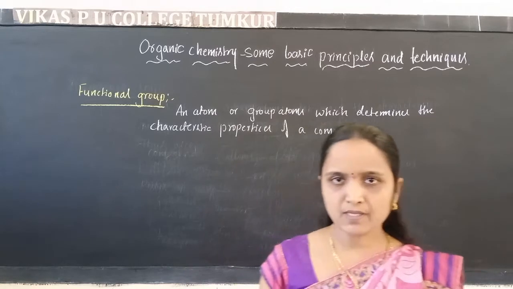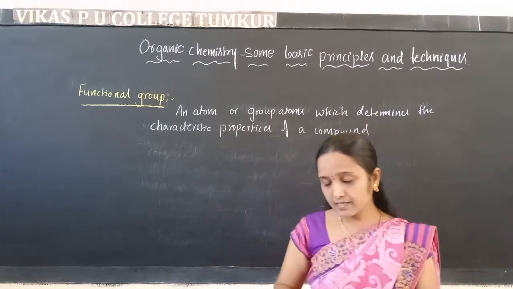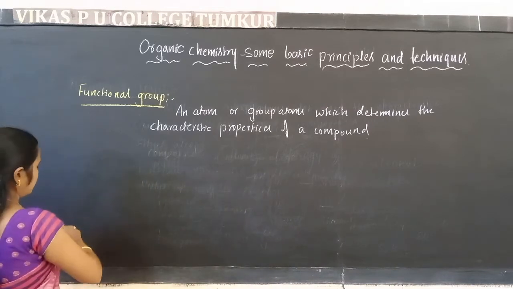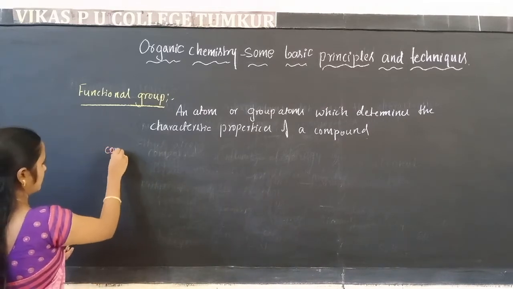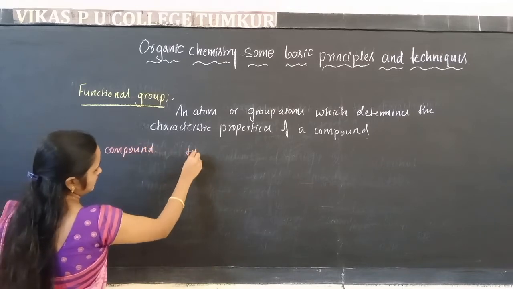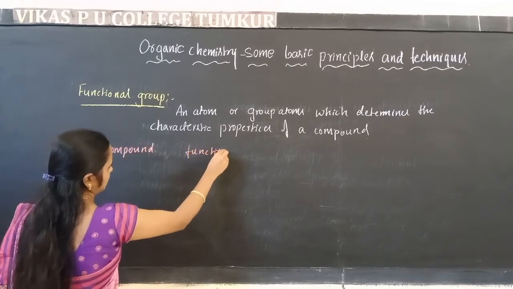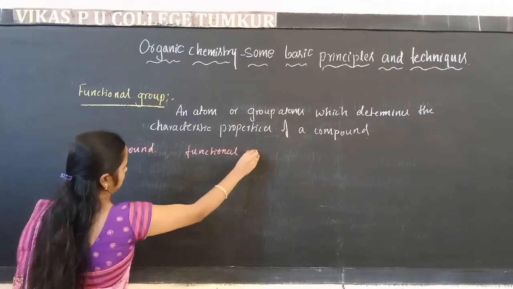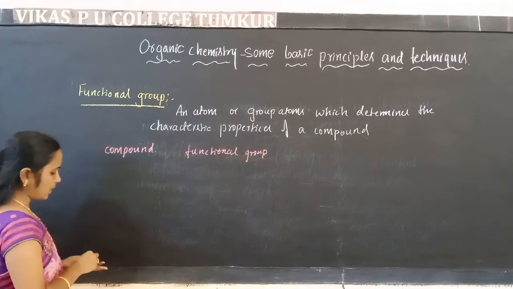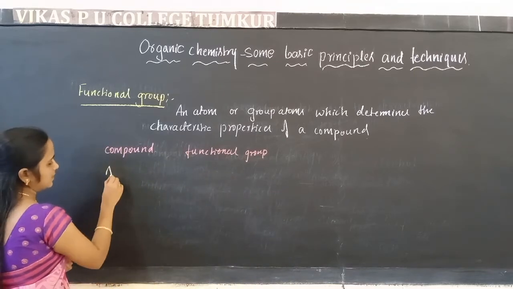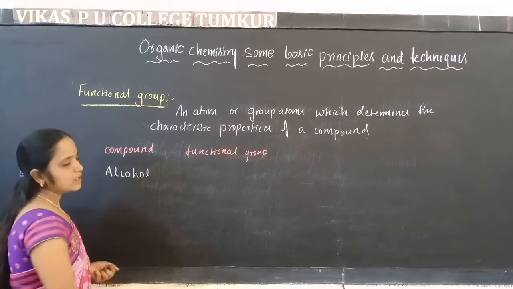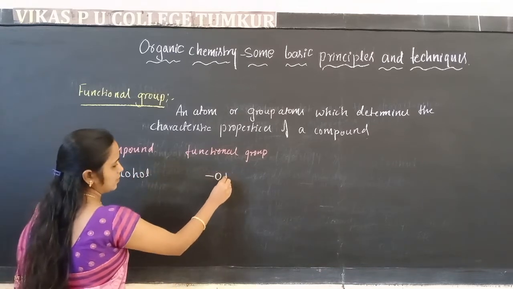Some examples of functional groups in compounds. We take the compound and the functional group present in that compound. If we take alcohols, the functional group is OH. The functional group is OH.